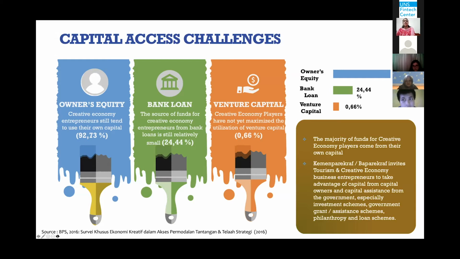Why is it only 24%? I think that's because when we go to the bank, a bank usually asks for collateral. And that's the problem with the creative industry, especially the ones that are very new, just starting. They don't have the assets yet, or their asset is intellectual property. They don't have tangible assets. They don't have fixed assets. That's the problem. When they go to the bank, usually the bank will say no because they don't have assets for collateral.